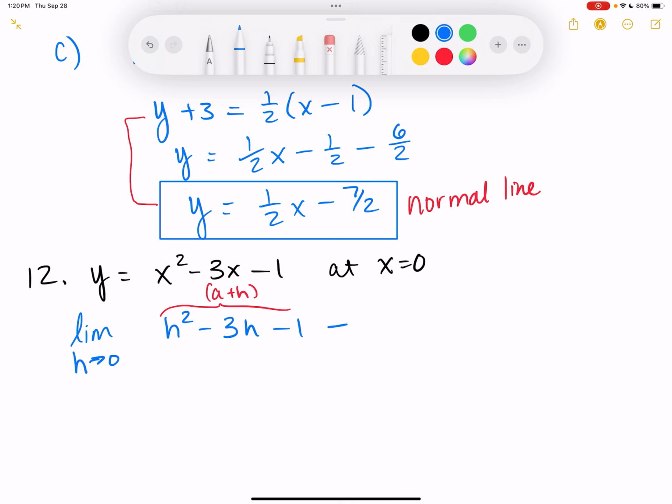Minus, now it's f of a, so a is 0, so x squared, that's gone. Negative 3x, that's gone, because those would both be 0. So I have minus 1. So I have minus a minus 1, so that's going to become plus 1. Just for the sake of not having to write so much, I'm going to write minus f of a, just so if you look back, you see what's happening. And then all over h.